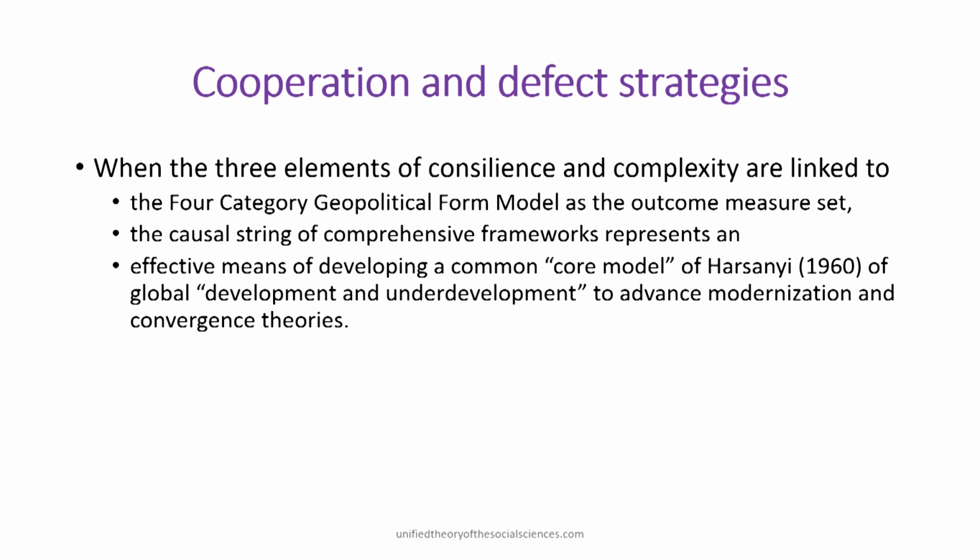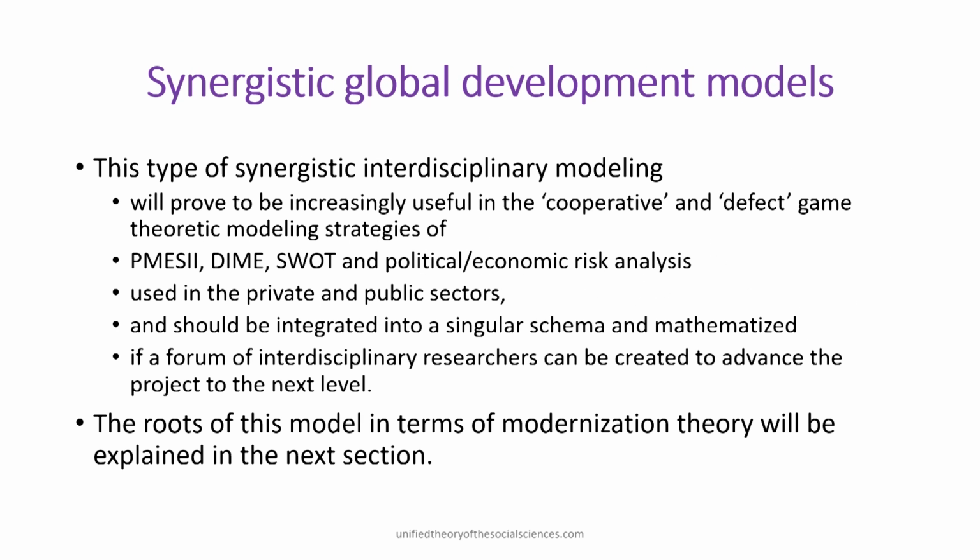When the three elements of consilience and complexity are linked to the four-category geopolitical form model as the outcome measure, the causal string of comprehensive behavioral frameworks represents an effective means of developing a common core model, or signed in 1960, of global development and underdevelopment to advance modernization and convergence theories.